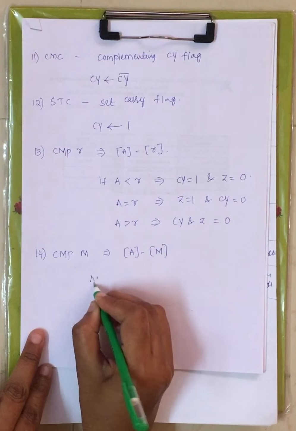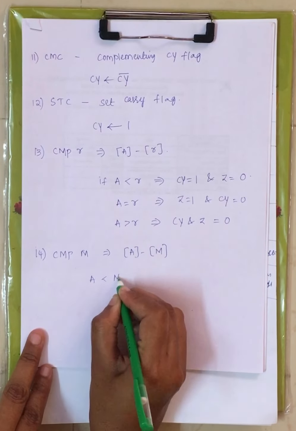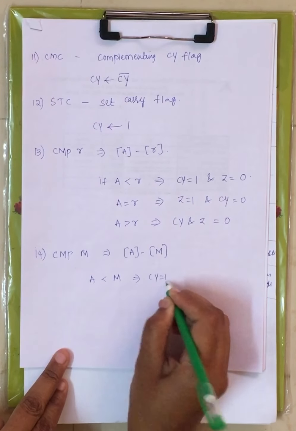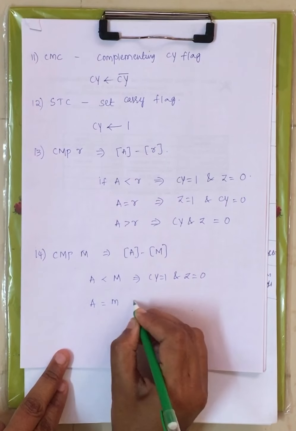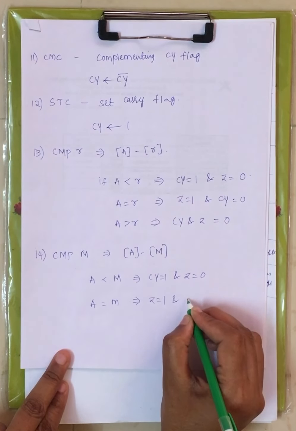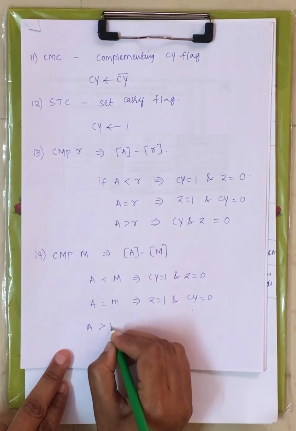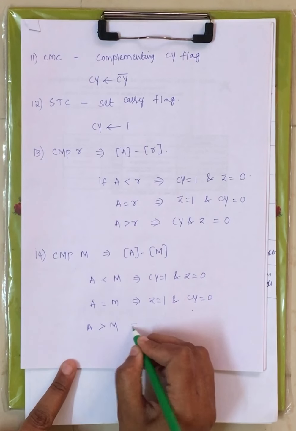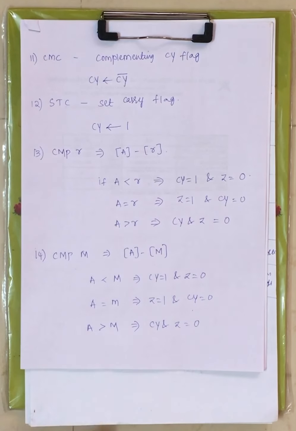Now the same thing is followed here. When the contents of A are less than the contents of the memory location, the carry flag is set and the 0 flag is reset. When the contents of the accumulator and the contents of the memory location are equal, Z is set and the carry flag is reset, right? Now when A is greater than M, that means the contents of the accumulator are greater than the contents of the memory location, the carry flag and 0 flag are reset, right?